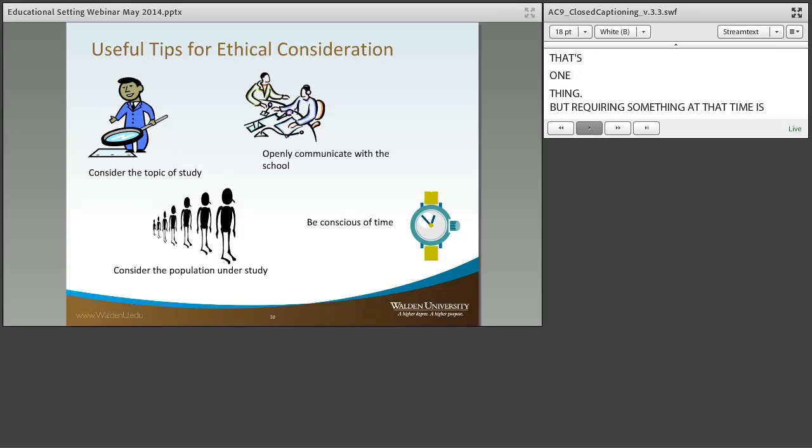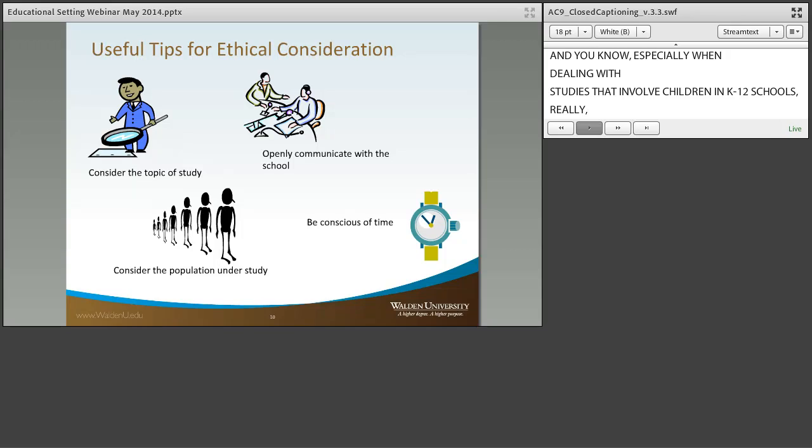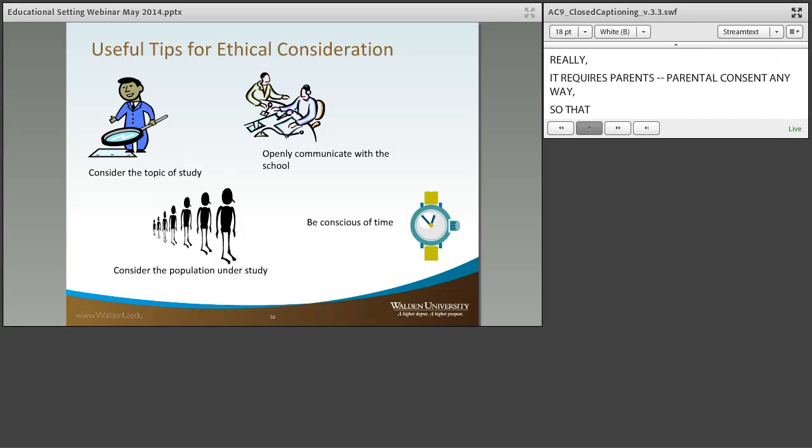And especially when dealing with studies that involve children in K-12 schools, it requires parental consent anyway. And so that is just another element of talking in front of a class and explaining information about the study. That is certainly fine, using a few minutes of class, but also ensuring that enough time is allowed to protect the privacy of those in attendance, and for those that don't want to participate, to not highlight that they're not participating, and just respecting their decision and their privacy in that regard.